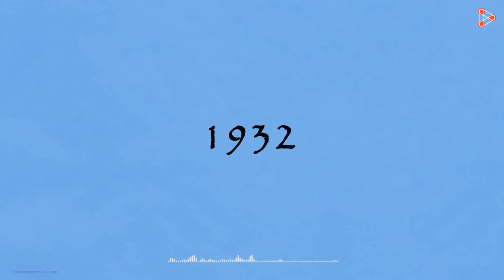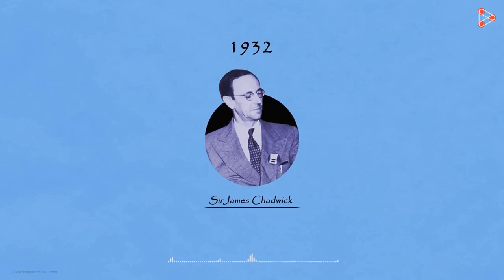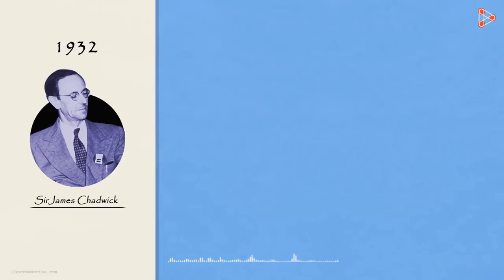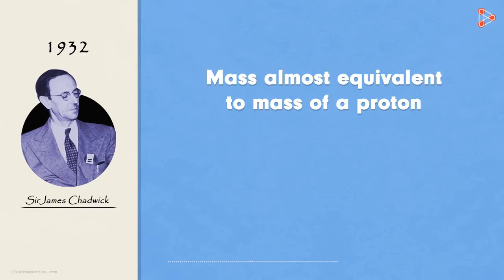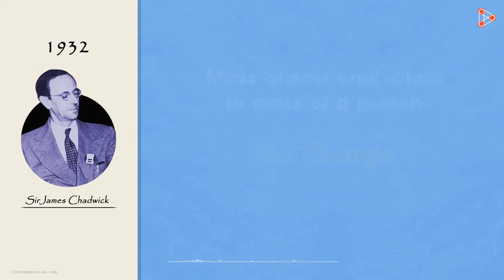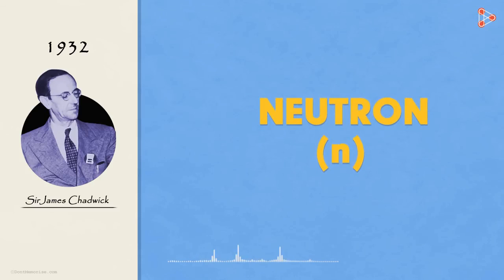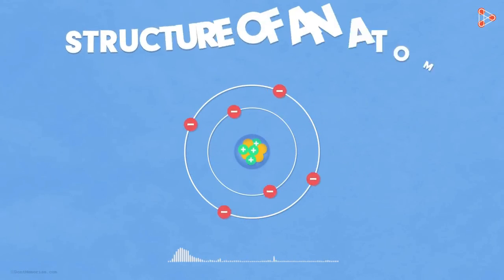It was around the year 1932 when a famous English physicist, Sir James Chadwick, found the third subatomic particle. He found that the particle had a mass almost equivalent to that of the proton. And what about the charge? Astonishingly, it had no charge. Yes, the particle is neutral. The particle was later named the neutron, denoted by the letter n. Thus now we have the complete design of an atom.